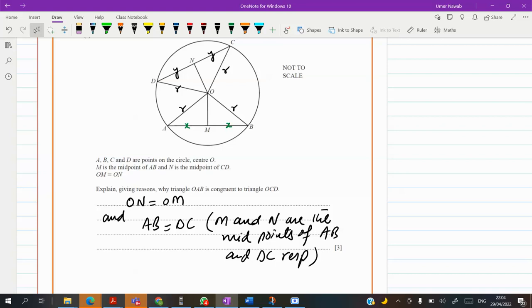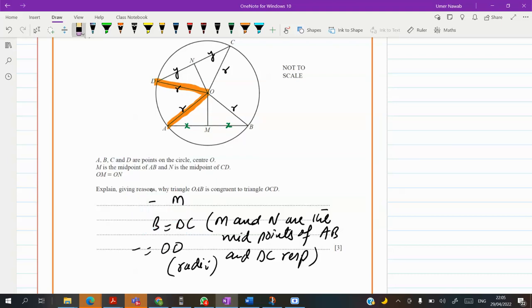Now, from the figure, it is given to you that ON is equal to OM, AB is equal to DC, and also OA is equal to OD. What is the reason? They are the radii, the common radius. OA is the same as OD, number one.